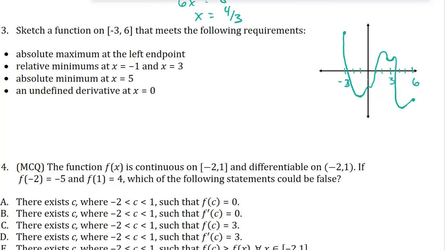Yours does not have to look like mine. Mine looks a little bit funky, but it does meet all the requirements of having the extrema, the absolute and relative extrema at all of those points.